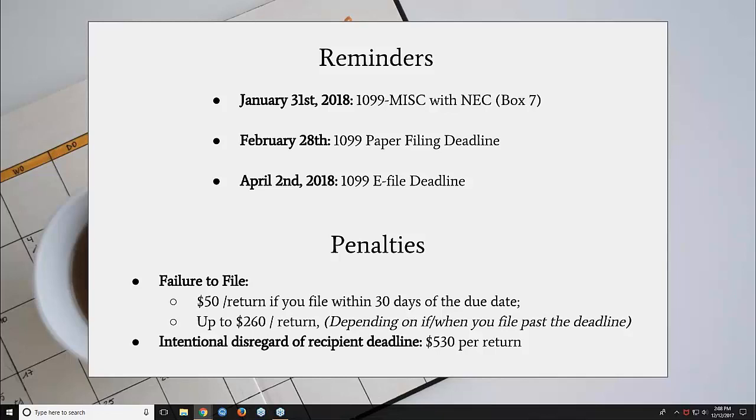If for any reason you miss these deadlines, beware of the penalties that will follow. Penalties can range from $50 per return to $260 each, depending on when you do file. If the IRS believes you intentionally disregarded the deadline to give your recipient their form, do be aware the penalty is $530 per return. So now that you guys know the who, what, when, where, and why, Jarissel is going to tackle the how of filing the 1099 forms.